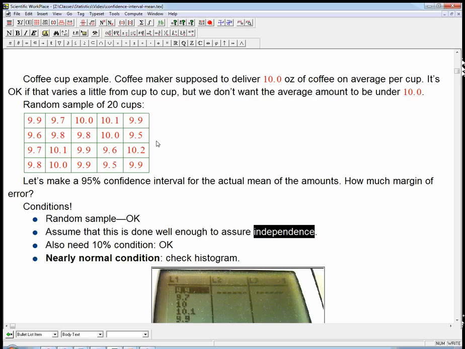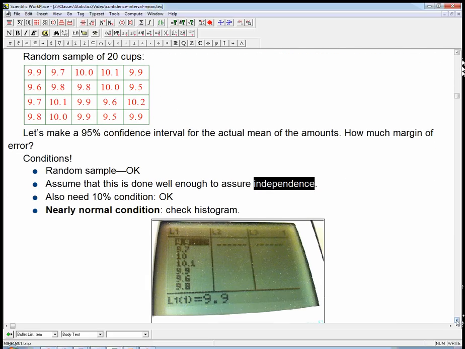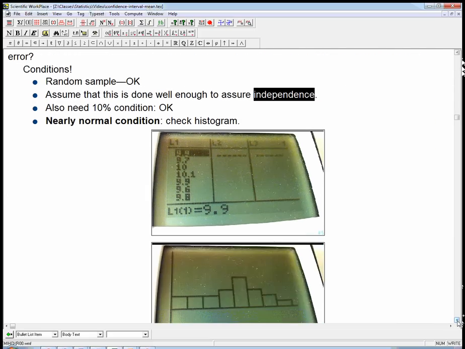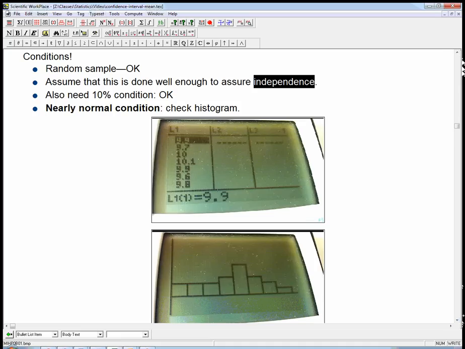Now, we don't know exactly what the coffee maker gives us. If we knew that, we wouldn't have to ask this question. But we can at least look at the histogram of this data and see if it has any red flags. Okay, so I did stat edit. I'm not going to show you live because I'm trying a different version, but we know how to do this on the calculator.